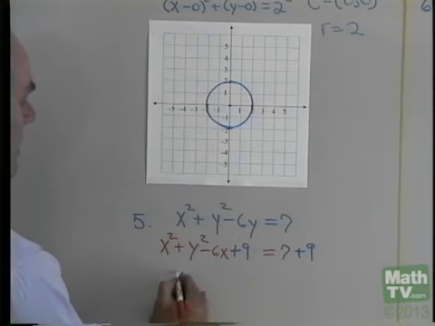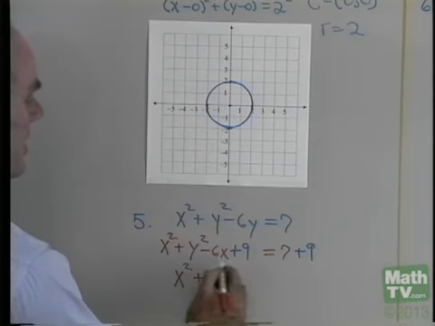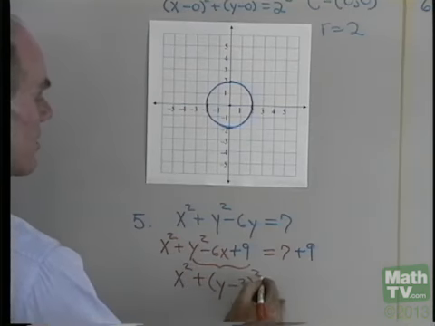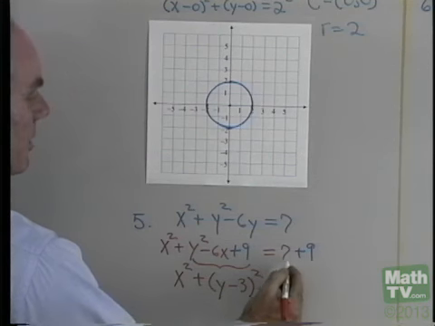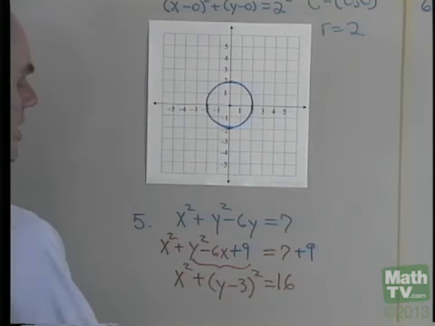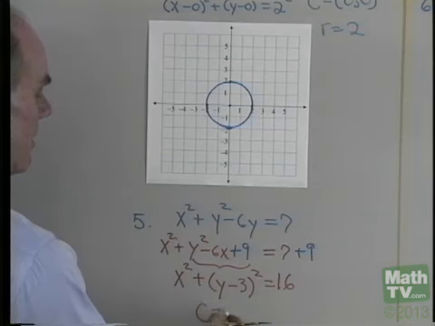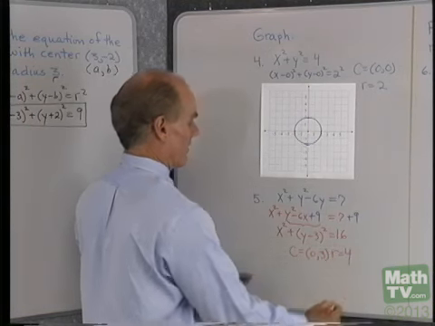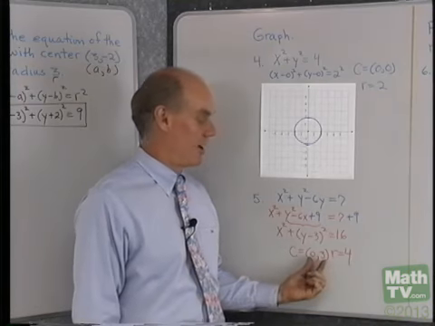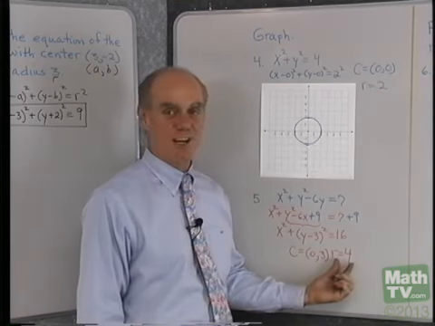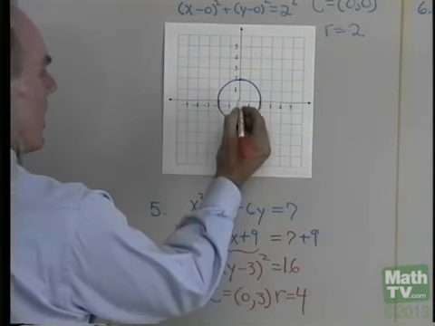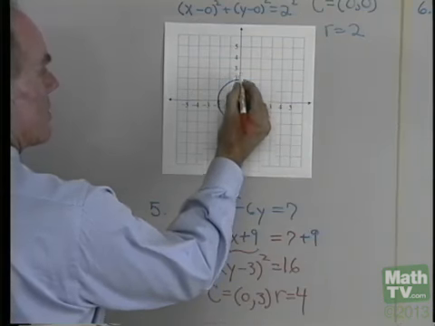So I end up with x squared plus this then becomes (y - 3) quantity squared, and this side is 9 plus 7, which is 16. So it looks like I have a circle that has a center at x equals 0, y equals 3, and a radius of 4. So let me see if I can draw this circle now that has a center at (0, 3) and a radius of 4. Let's take a look. So the center is at x equals 0, y equals 3. So x equals 0, y equals 1, 2, 3.